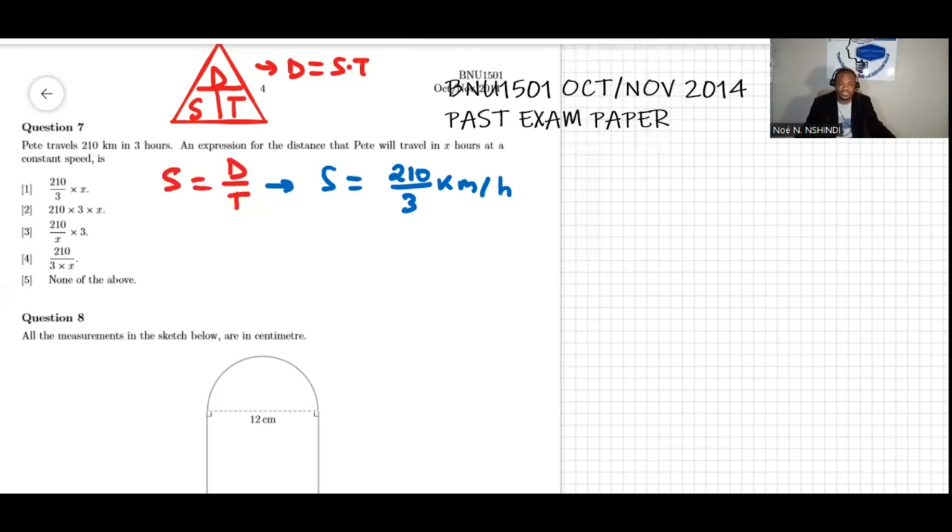Now, an expression for the distance that it will travel in x hours: the distance is speed times time, and the time now is x, so the distance will be equal to 210 over 3 times x. Let me make my times and my x look different. Times x. So the correct alternative here is alternative number 1.